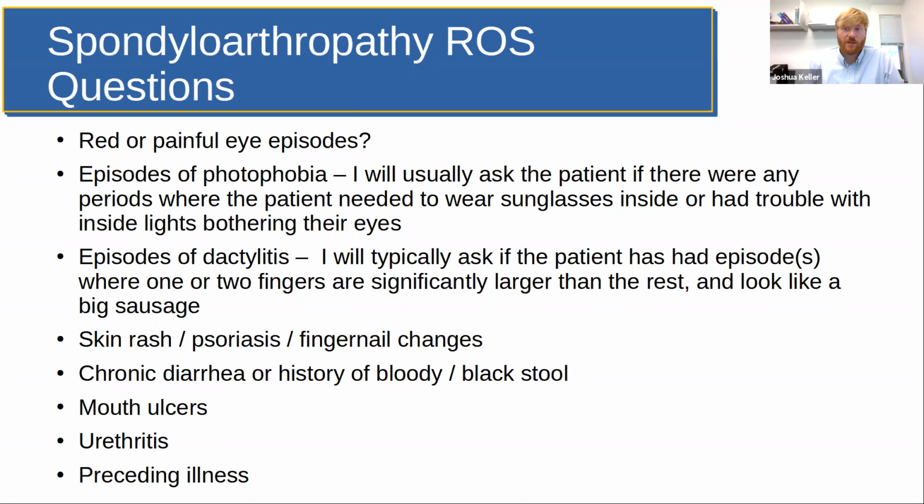For the IBD, inflammatory bowel disease questions, you want to ask about chronic diarrhea, history of bloody or black stool, if they've had any diagnosis, but also if they've had any colonoscopies or endoscopies in the past and why they've had them. Mouth ulcers are also something that we would see in inflammatory bowel disease. And then urethritis or preceding illness, those are questions directed towards reactive arthritis.